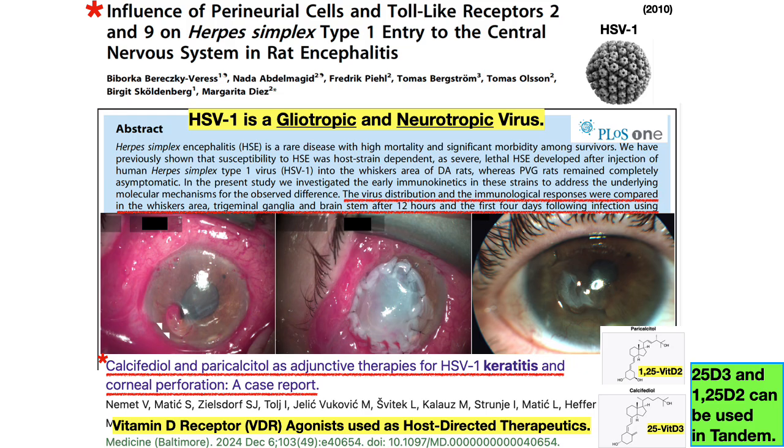Finally, I'd like to emphasize that calcifediol and paricalcitol can be used in tandem, and it's likely that calcifediol and calcitriol could also likely be used in tandem to help suppress reactivated HSV-1 in long COVID patients.